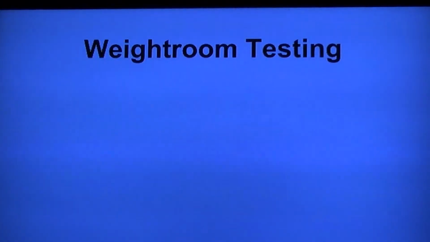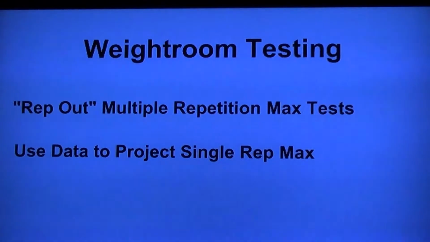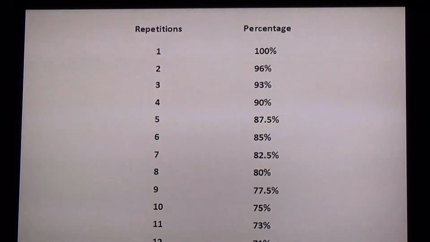In order to monitor progress in the weight room, it's necessary to devise a safe and accurate testing procedure. In this system, multiple repetition max tests are used to project a single rep max. The clean and deep squat are the most critical lifts to monitor. The coach assigns a weight for the athlete to do during the test. The athlete then does as many reps with the weight as possible. Then a projected single rep max is determined mathematically from the weight and repetition data using the chart shown here.